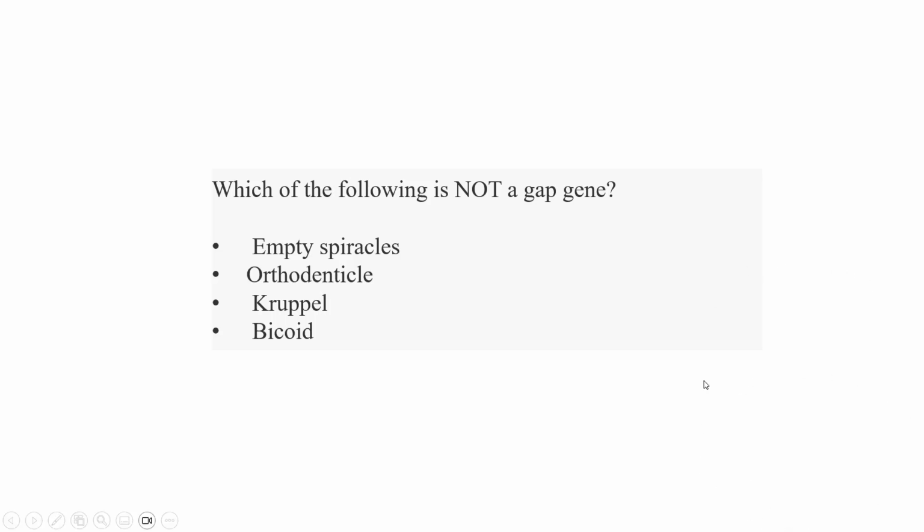So what is a gap gene and what is a maternal gene? Can anybody tell me the difference between a gap gene and a maternal effect gene? So basically gap genes are the zygotic segmentation genes, whereas maternal effect genes are transcribed in the mother's ovary before fertilization. For example, bicoid, nanos, dorsal, and caudal. Whereas gap genes, these are the zygotic segmentation genes. For example, Krüppel, hunchback, giant, empty spiracles, orthodenticle, etc.